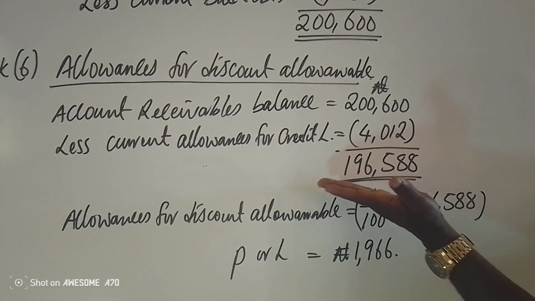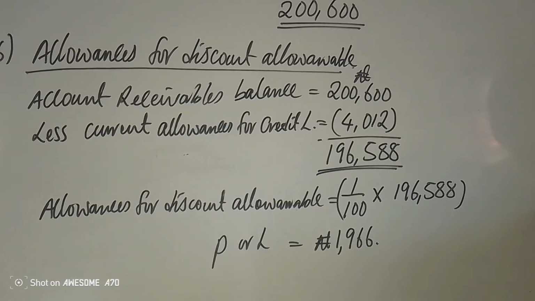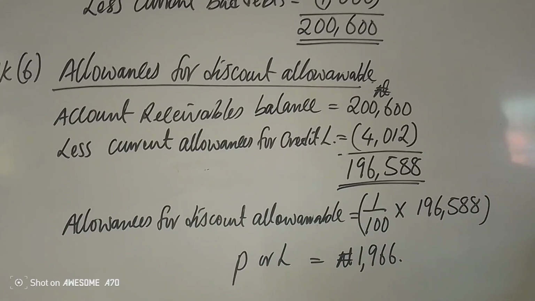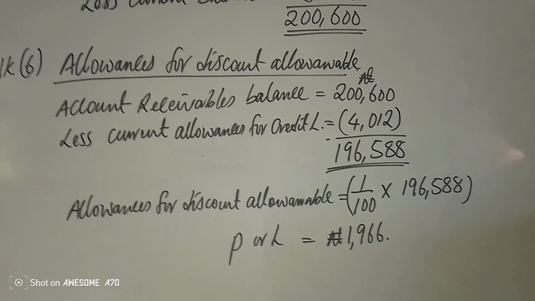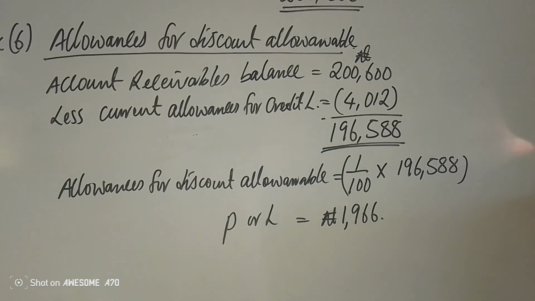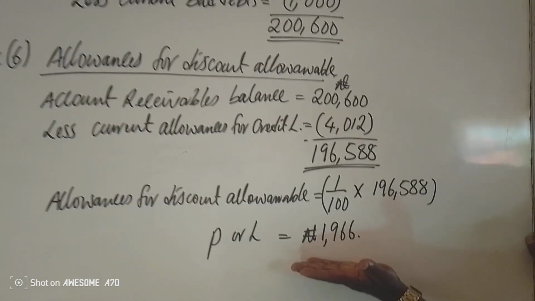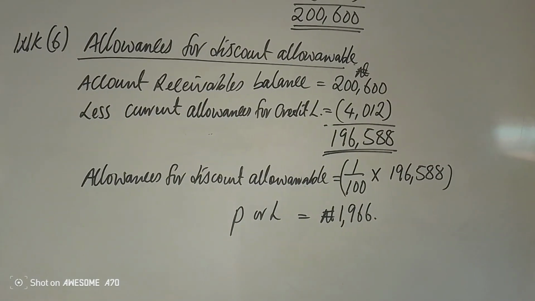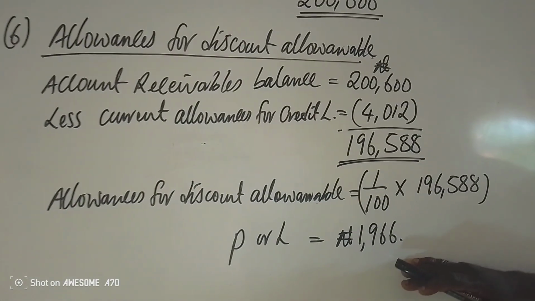Then you now have 196,588 naira. This is the balance that we're going to work the 1% discount allowable on, to be able to get the amount that we charge as profit or loss. So here, if you work 1% of this amount, you realize 1,966 naira. This is what we charge as an operating expense.